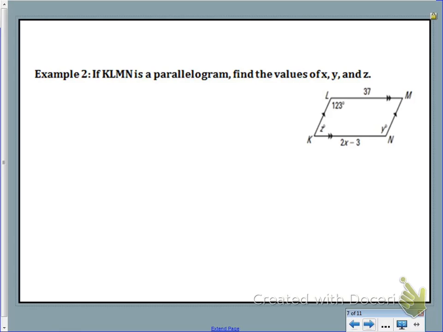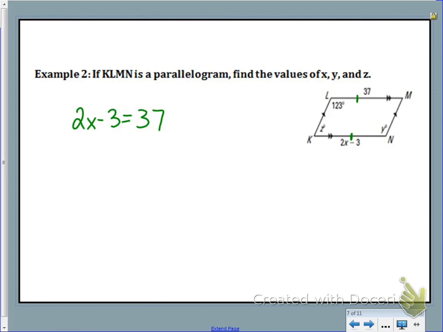All right, example 2 says, if KLMN is a parallelogram, find the values of x, y, and z. Well, let's start with x. We know that the opposite sides of any parallelogram are going to be congruent. So therefore, 2x minus 3 is equal to 37.